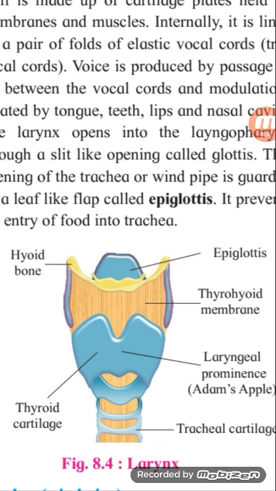Thyroid membrane, thyroid cartilage, laryngeal prominence, Adam's apple. It looks like an apple shape, and so it has been termed Adam's apple. There is a tracheal cartilage.